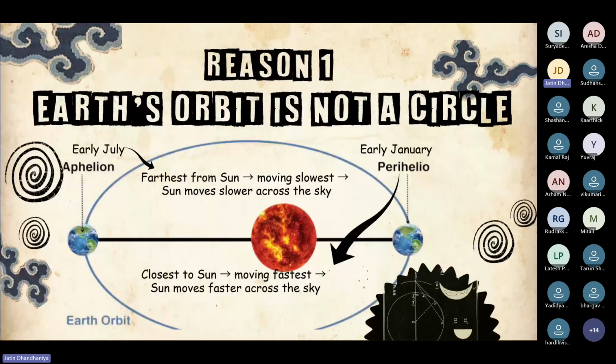The first reason is the Earth's orbit. It is not a circle. In early July, it is at aphelion. The Earth is the farthest from the sun and it is moving slowish, so the sun moves slower across the sky. While in early January, which is the perihelion period, the Earth is the closest to the sun, moving fastest, and the sun moves faster across the sky.